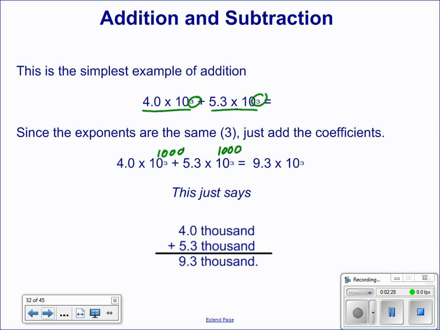So it's 4.0 thousand plus 5.3 thousand. We add the base numbers. We are adding the two numbers, and we keep it as 1,000. So we add those and get our 9.3, and we keep the times 10 to the third. That does not change. We leave that part alone. For a subtraction problem, we would subtract.